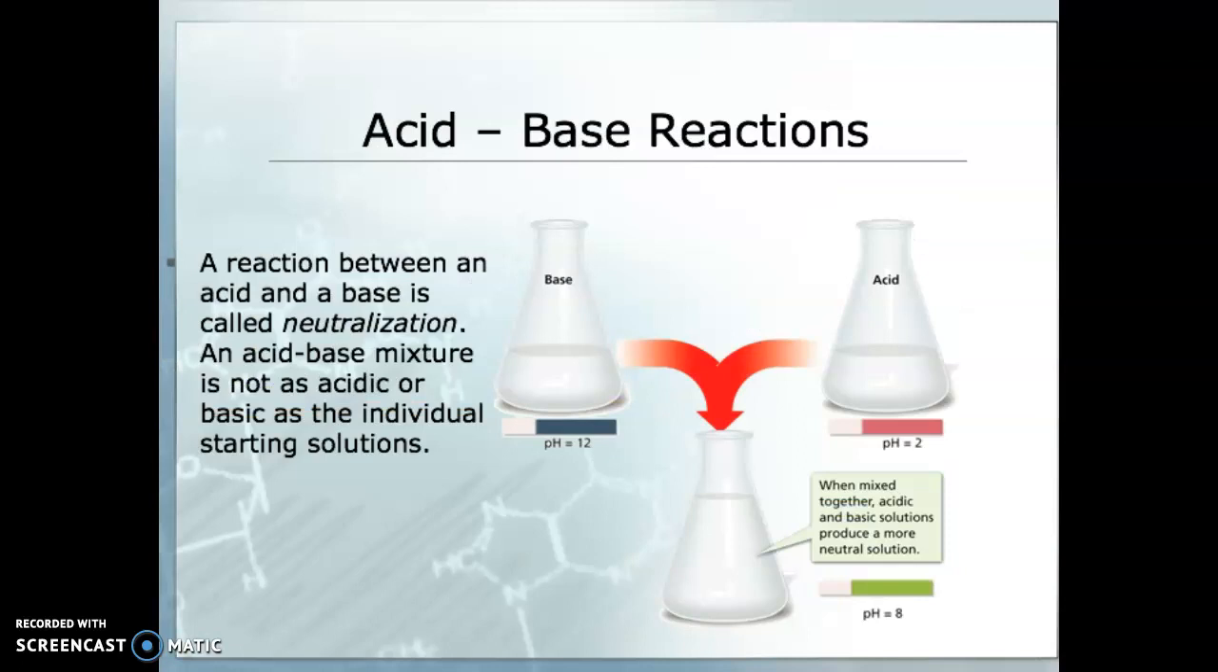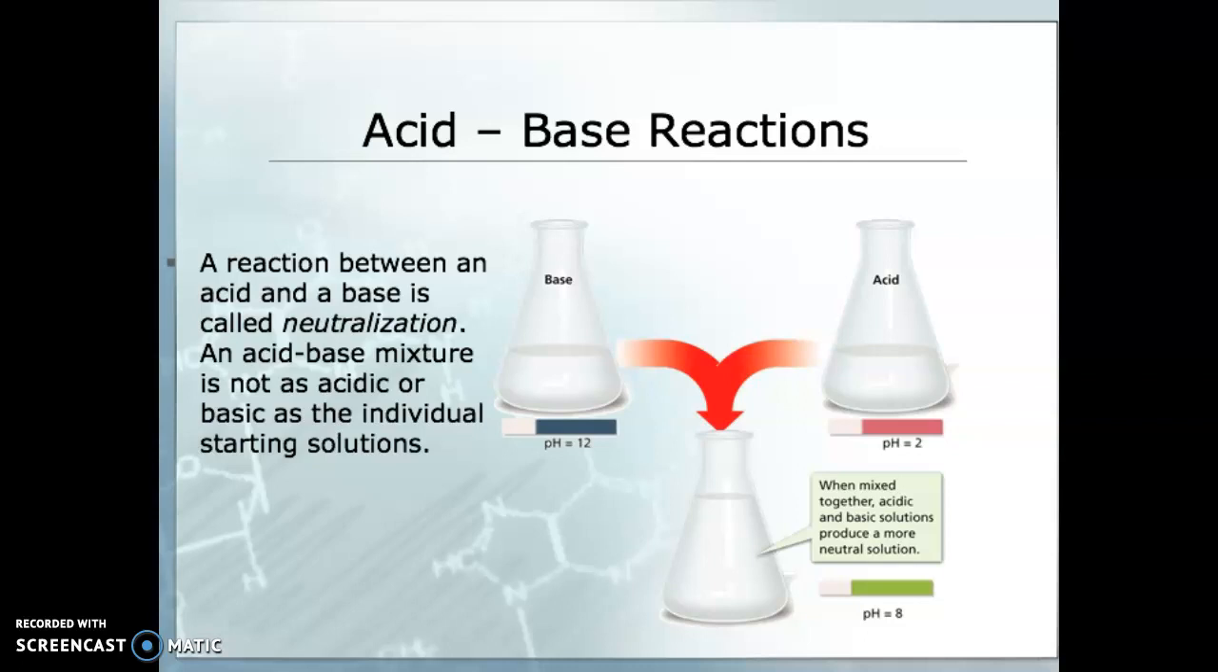Now, acid-base reactions can occur, and just like with chemical compounds, the properties of the acid and the base are going to change whenever you put them together. So if you put an equal amount of acid and an equal amount of base together, it actually is going to neutralize. So you can see from the picture, we have a pH of 12 as our base and a pH of 2 as our acid, and we combine them and we get a pH of 8, which is pretty close to neutral. It is still on the basic side, but we're in that comfortable range.